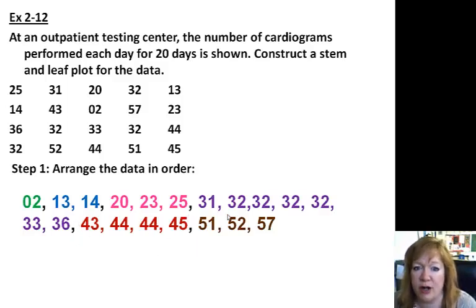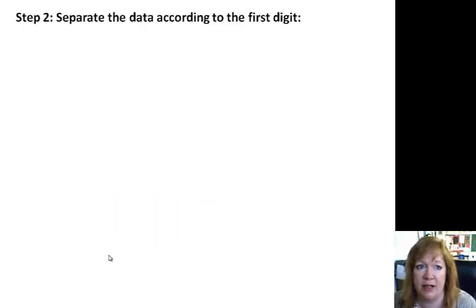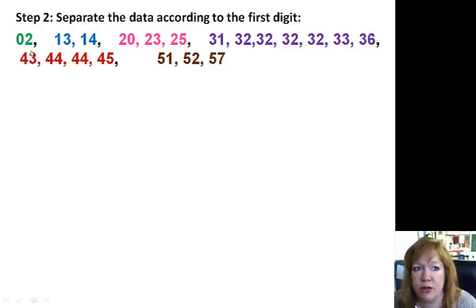Notice I also color-coded them because that's the way we're going to split them up in the stem and leaf plot. It says separate the data according to the first digit. So they want you to group them together. This is also a step that I probably wouldn't do, but this is the step-by-step that the book gives you. So we're splitting up all this data. I just kind of spaced them apart.